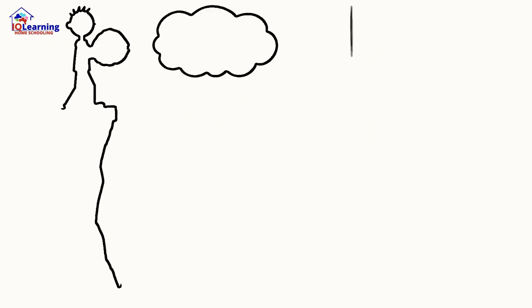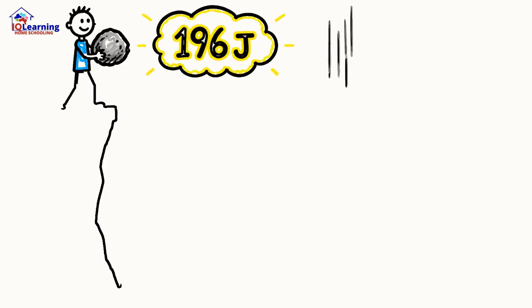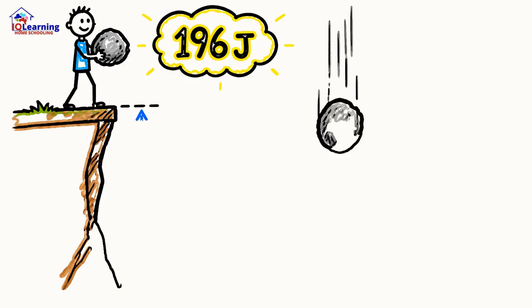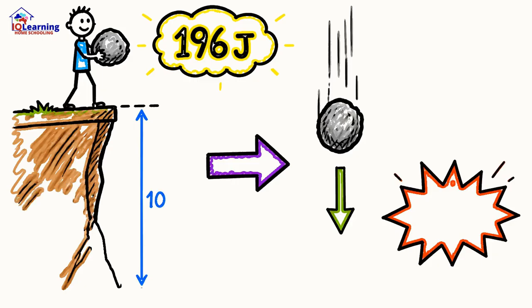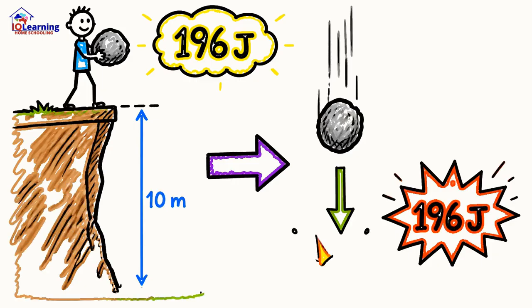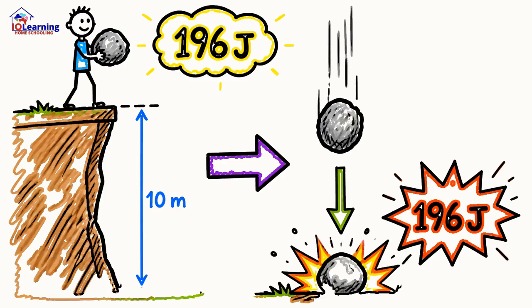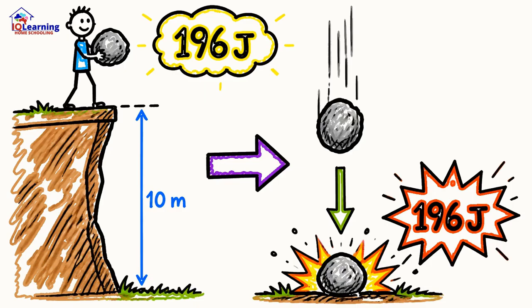Think of a 2-kilogram rock held 10 meters high. It holds 196 joules of potential energy. Drop it, and just before it hits the ground, that stored potential has been cashed in, transformed into 196 joules of kinetic energy. The numbers stay the same, the form just changes.